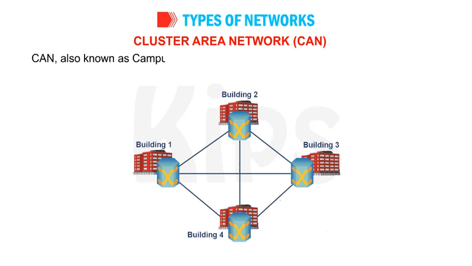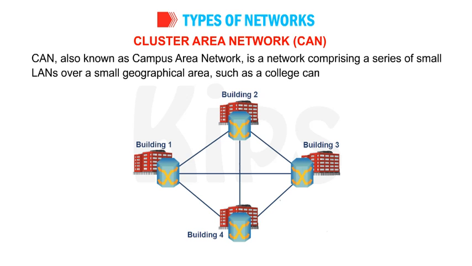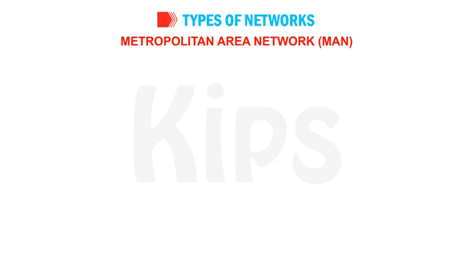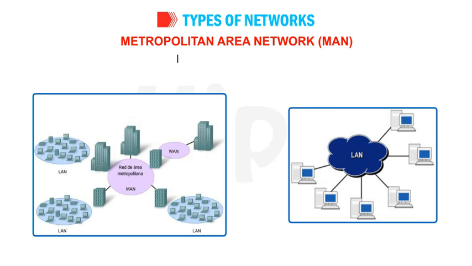CAN, also known as Campus Area Network, is a network comprising a series of small LANs over a small geographical area, such as a college campus. This network covers an area smaller than MAN. Metropolitan Area Network, MAN. MAN is a larger network than LAN. It is spread across a city.